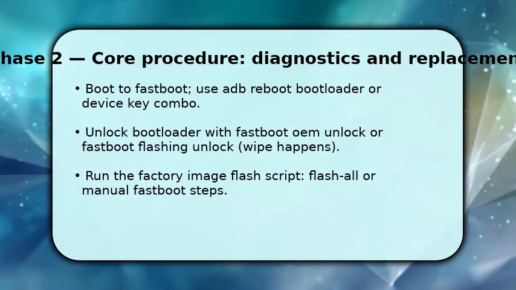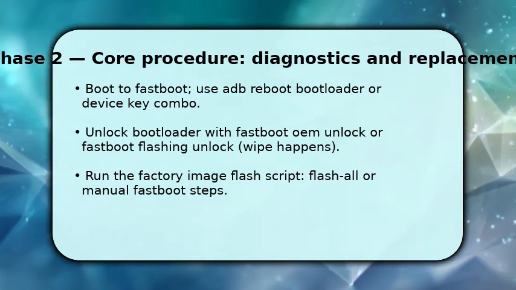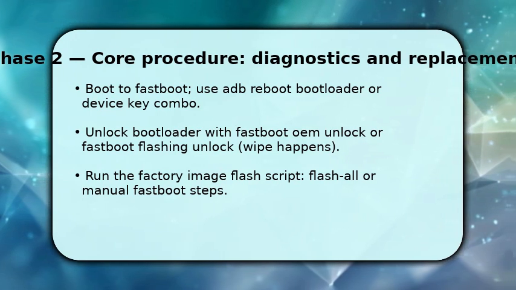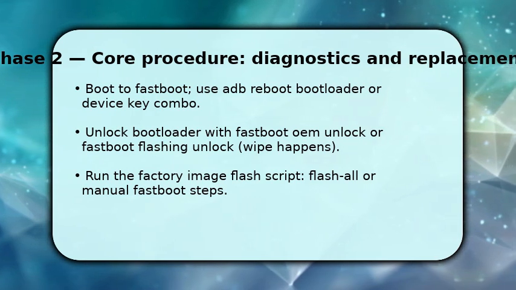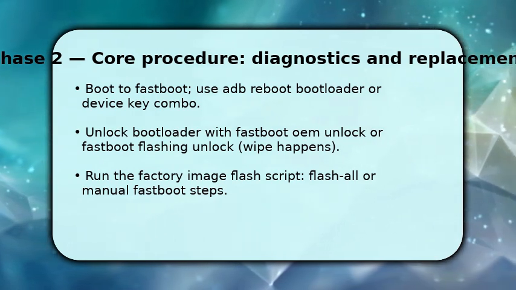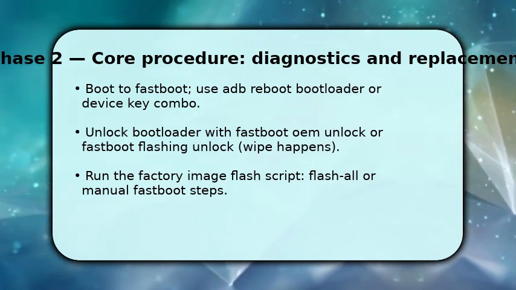You now boot the phone into fastboot mode using adb reboot bootloader or the hardware key combo. This gives you direct access to flashing commands. Once in fastboot, unlock the bootloader with fastboot oem unlock or fastboot flashing unlock. Remember, this action performs a factory wipe, which is why backups matter.